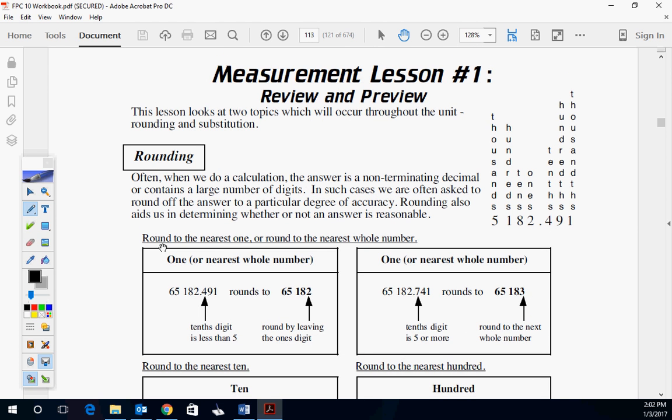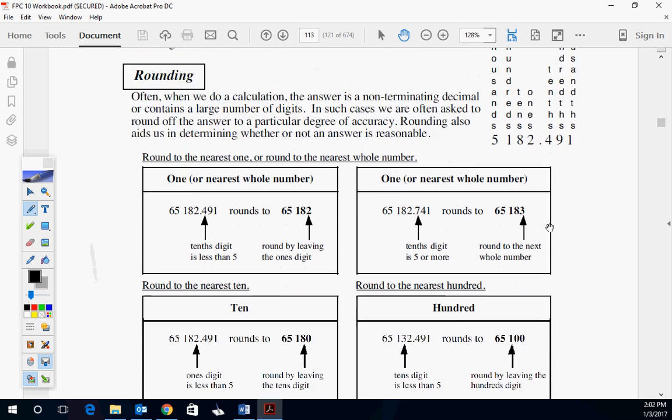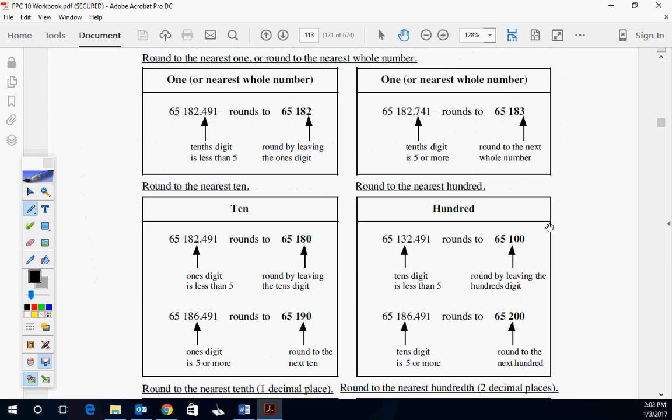You've got your thousands, hundreds, tens, ones, tenths, hundredths, thousandths, and the next decimal, if you want to go to the fourth decimal, is ten-thousandths. We won't get into that too much. But anyway, in terms of rounding, just a quick review.